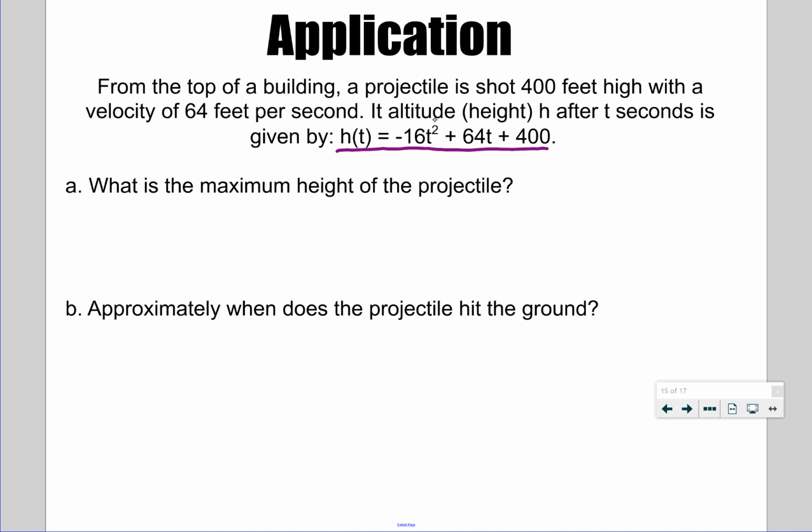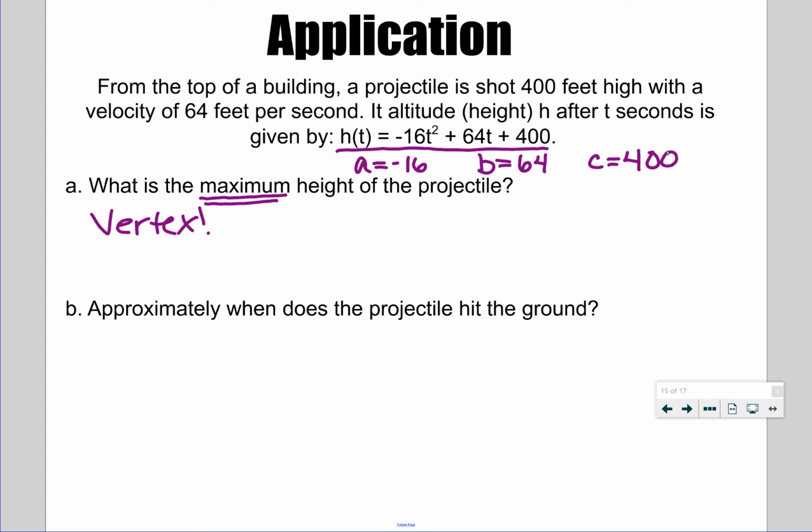Here we want to find the maximum height of the projectile. If you are ever in a quadratic problem asked for a maximum or minimum, that's a fancy way of saying you need to know the vertex. So we're going to start by calculating our vertex here. We're going to name our A, negative 16, B, 64, C, 400. And if you get to any questions on my math lab that don't have an A, B, or C, you just use a value of 0.